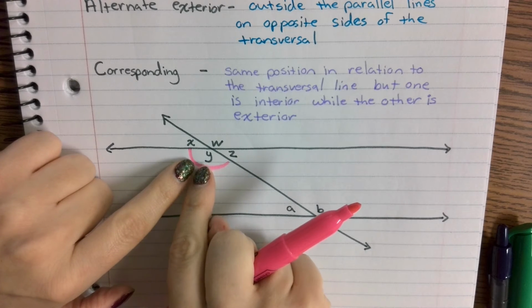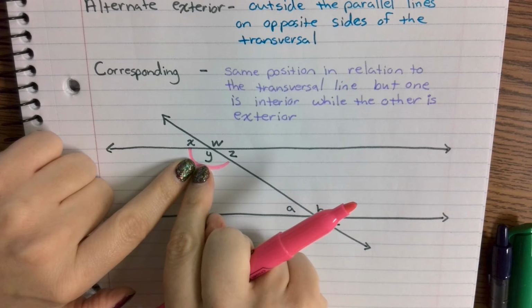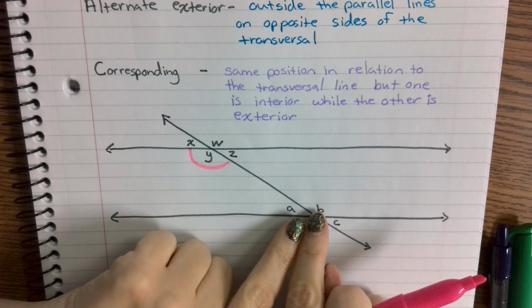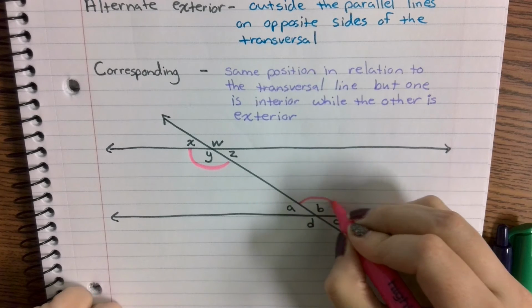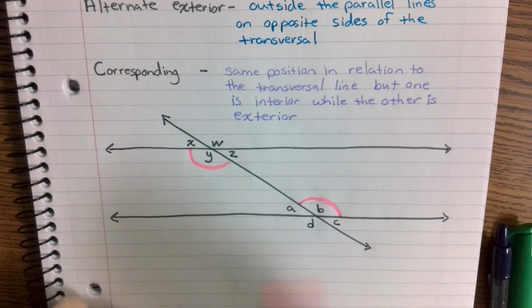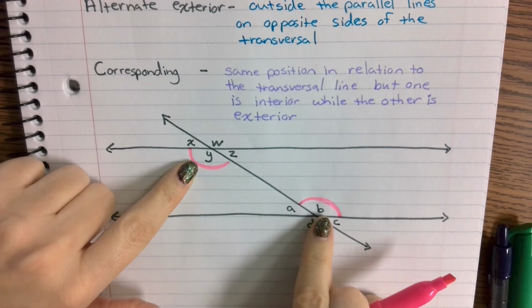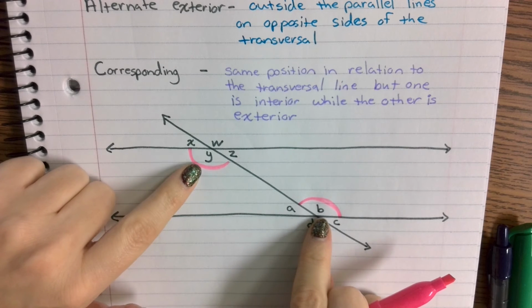I need to have the opposite. So what's the opposite of top? Bottom. What's the opposite of left? Right. So I need to go to the bottom and to the right side. So that would be angle B. So angle Y and angle B are alternate interior.